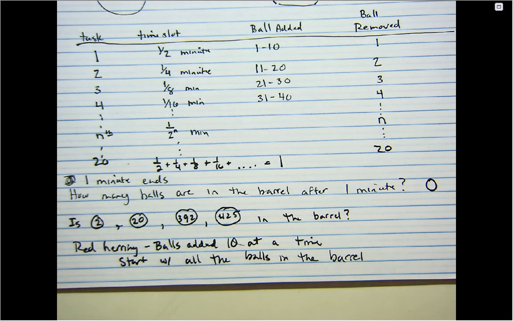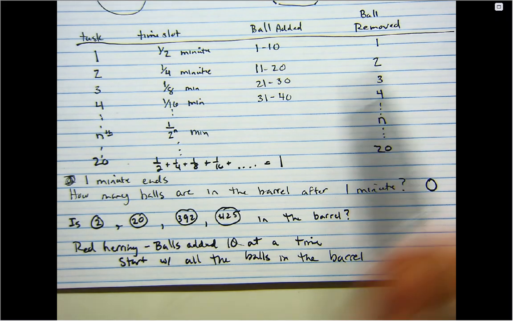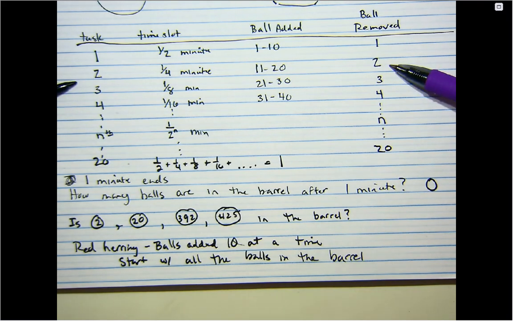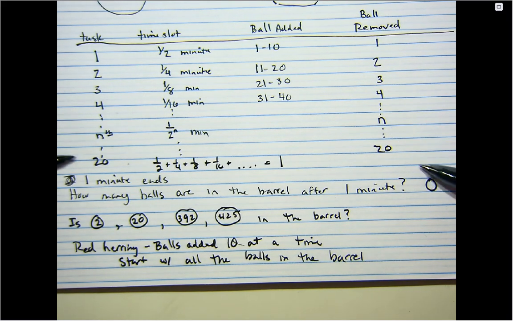If you start with all the balls in the barrel, then it's a little easier to picture, right? Because then you can just say, okay, you got task 1, out comes ball 1. Task 2, out comes ball 2. Task 3, out comes ball 3, and so on. And if you can do infinite steps in a minute, then each ball is coming out in its task, in its allotted time slot.